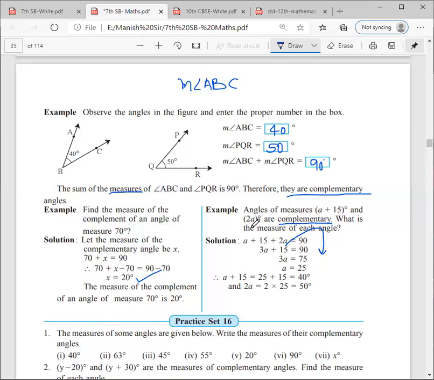The second angle is 2A. So 2A is as it is. In place of A, we have substituted 25. So 2 into 25 becomes 50 degrees. And 50 plus 40 is 90 degrees. Yes or no? Is it clear or difficult?